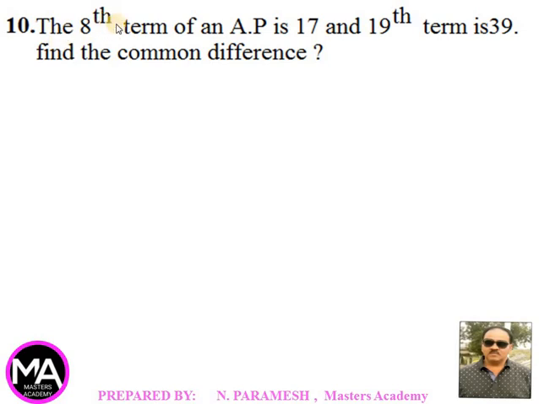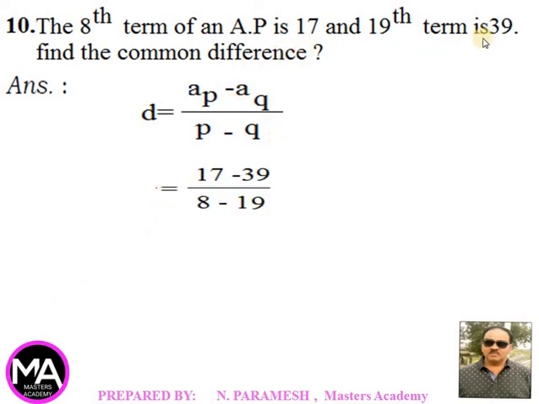10th question, the 8th term of an arithmetic progression is 17 and the 19th term is 39. Find the common difference. Answer, d is equal to ap minus aq divided by p minus q is equal to 17 minus 39 divided by 8 minus 19 is equal to minus 22 by minus 11, 11 twos are 22, common difference is equal to 2.